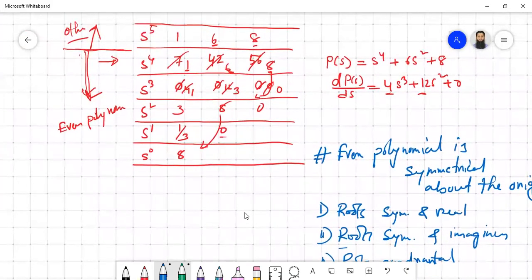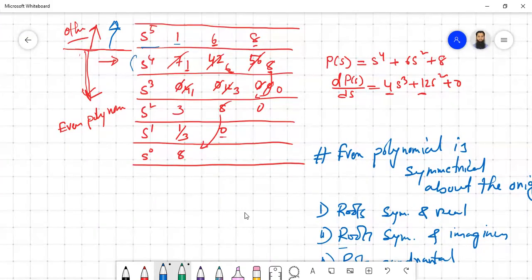So first of all, there is no sign change in the odd polynomial. Here there is no sign change. So basically, there is only one pole, and there is no sign change. So it's stable. It is on the left side. So no question about it.